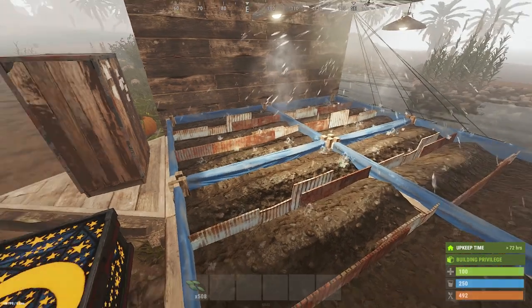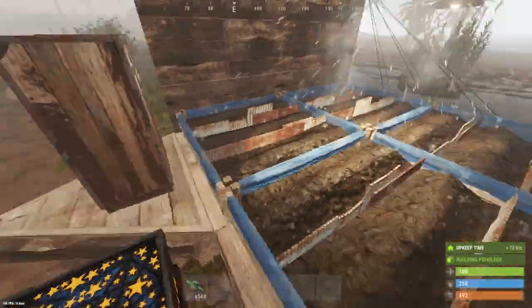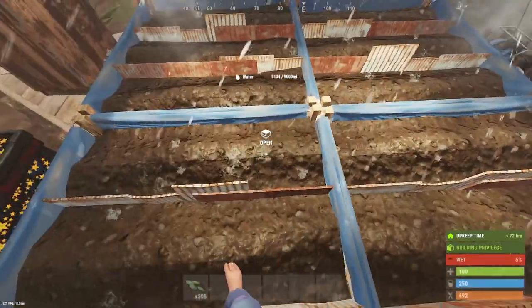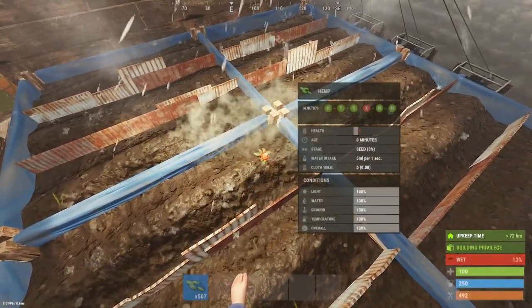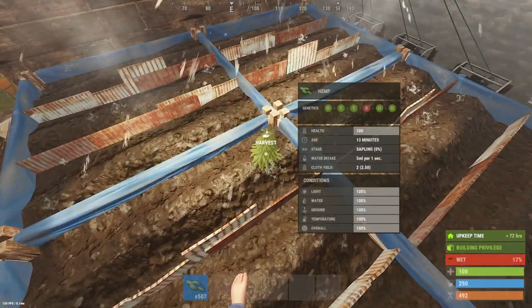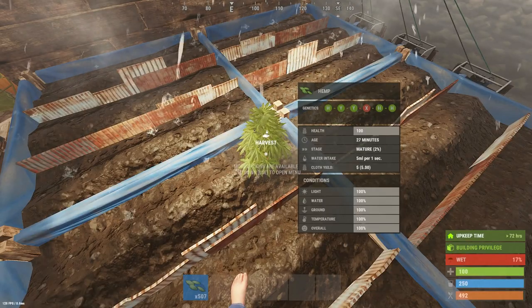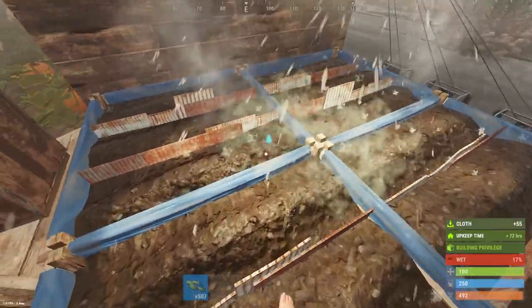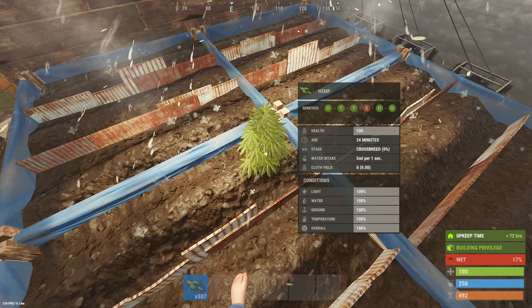A new seed will go through 8 stages. The speed at which it reaches each stage depends on the conditions of the plant as well as its genetics. These are the stages: seed, seedling, sapling, crossbreed, mature, fruiting, ripe, and if you don't harvest it in time, deceased. For crossbreeding, the only stage you need to worry about is the crossbreeding stage.